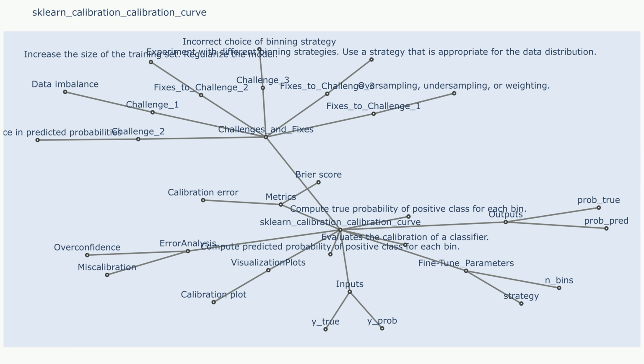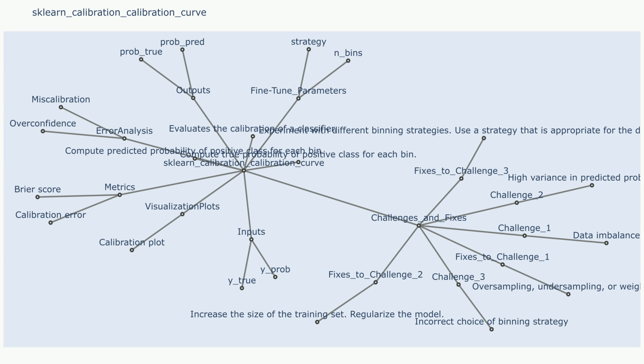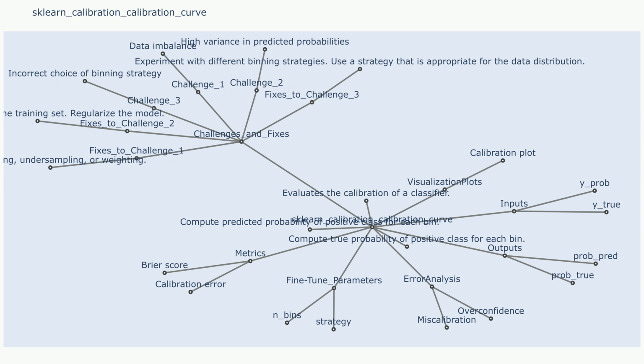Experiment with the quantile strategy for binning, especially when dealing with skewed distributions. Challenge 2. Challenge description. The calibration curve might be overly sensitive to outliers in the data, leading to misleading interpretations. Sample use case. A few extreme cases with very high or very low predicted probabilities could disproportionately affect the overall calibration. Fixes. Consider applying outlier detection techniques to identify and potentially remove extreme data points. Explore robust binning methods that are less susceptible to outliers. Use a larger sample size to mitigate the impact of outliers on the calibration.